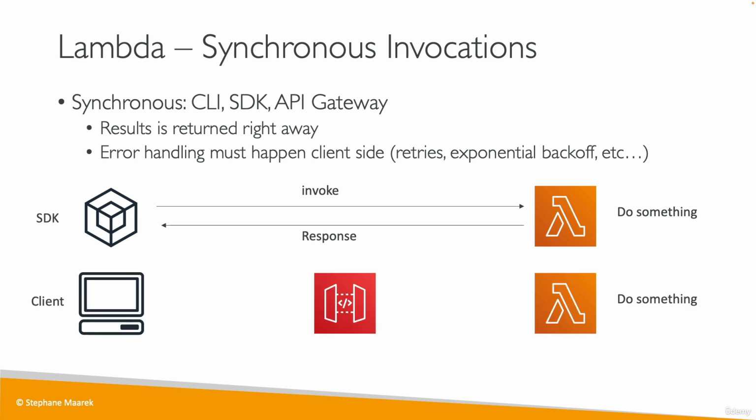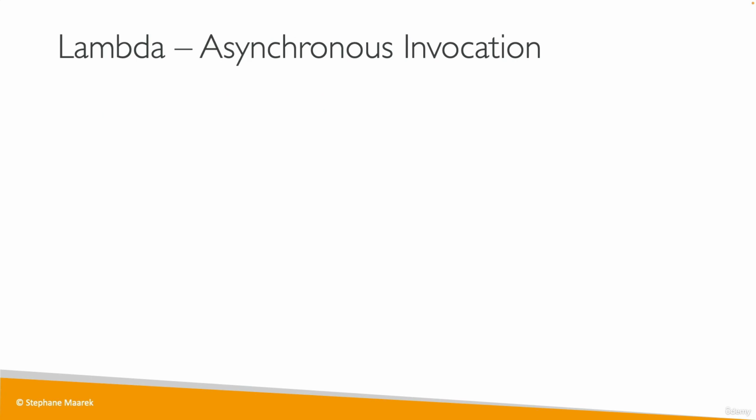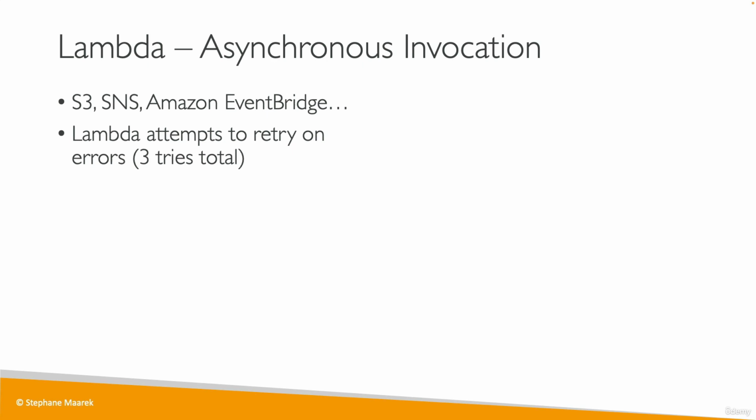And if we have a look at this architecture right here, the client is going to invoke the API Gateway, which is going to proxy the request to Lambda, which is going to return a response, and then the response back to the client. In the asynchronous invocations, we have SNS, we have S3, we have Amazon EventBridge, and Lambda will be invoked asynchronously.